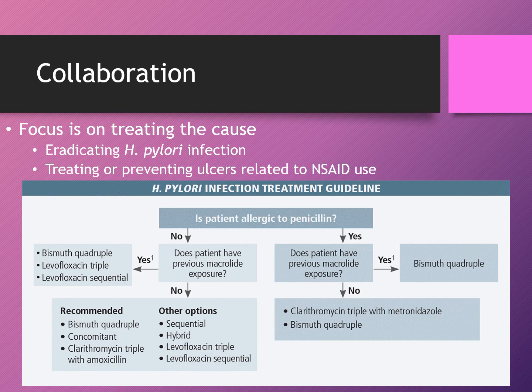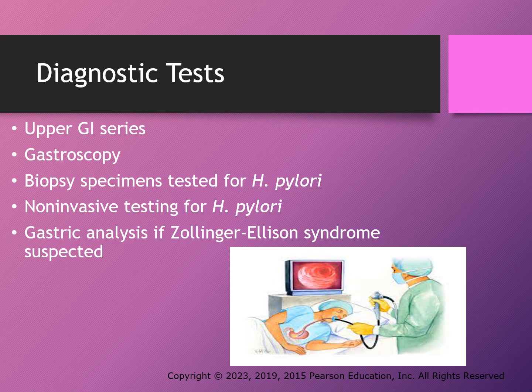Collaboration. Treatment of PUD focuses on treating its cause. Primary treatments include eradicating H. pylori and treating or preventing ulcers related to the use of NSAIDs. The nurse plays an essential role by providing ongoing assessments and very detailed teaching for these patients. So what are the diagnostic tests?